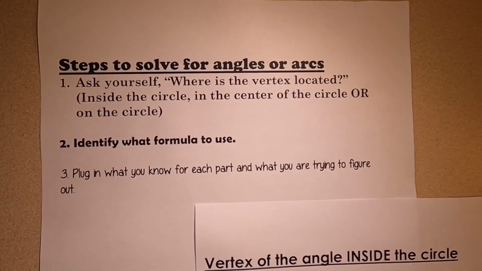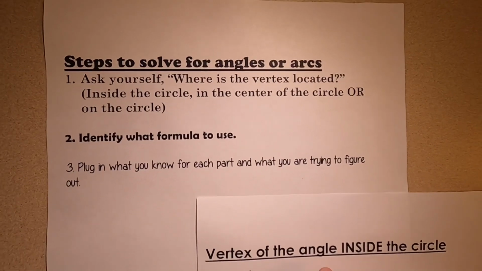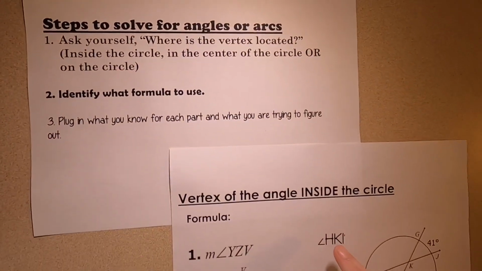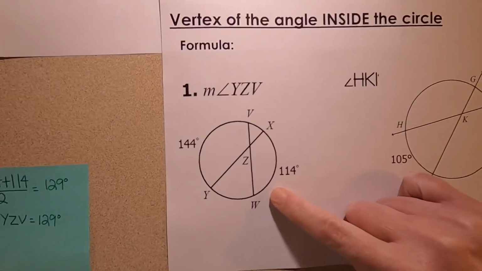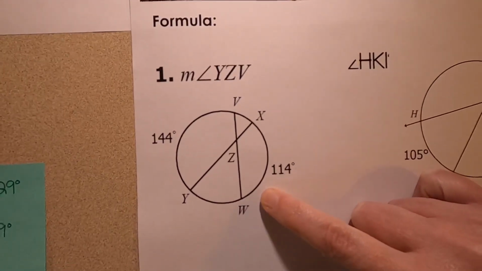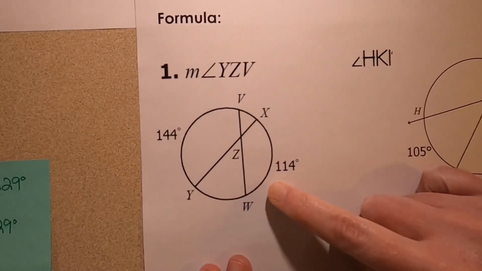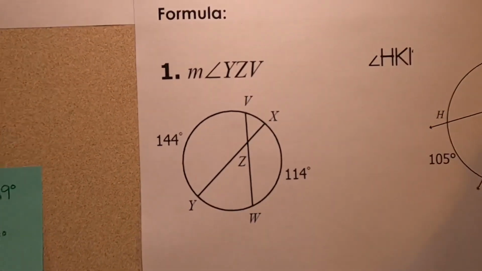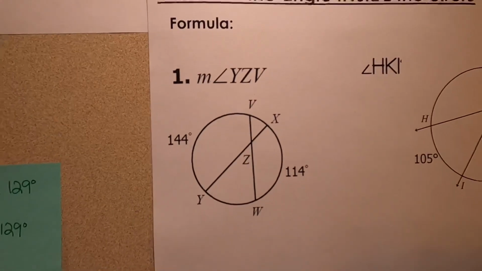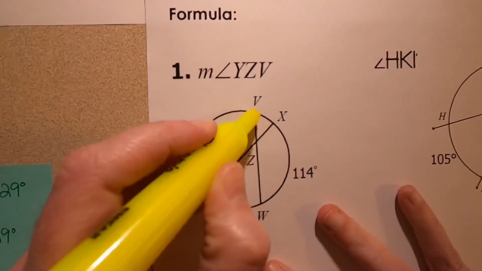So to continue with our thought of the vertex with the angles on the inside of the circle, we're going to look at some steps here to solve. If you'll please notice, this is our very first question. And you'll notice they're asking us for an angle YZV. So first off, we have to identify that angle, YZV. It is here.